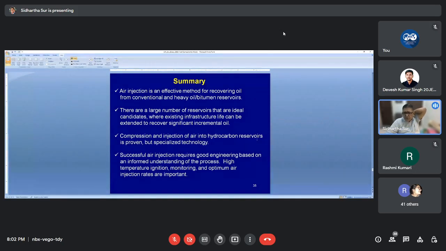It is a proven, specialized technology. And successful air injection requires good engineering based on informed understanding of the process. This is very important. High temperature ignition, monitoring, re-engineering and optimum air are very important for the success of the project.